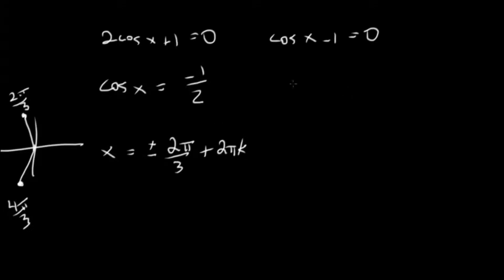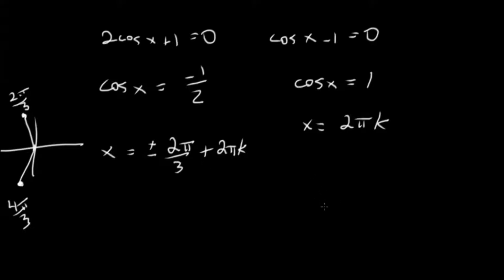Cool. And then over here we got cosine x equals 1. That happens one time every period. That happens at, oh, that's nice, 0 plus 2 pi k, or better known as just 2 pi k. Awesome. There are our solutions.